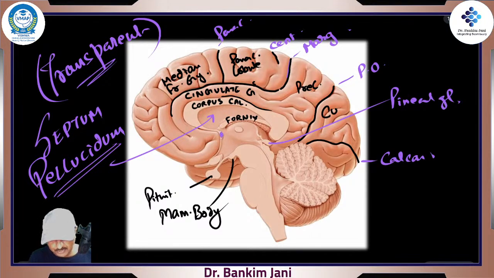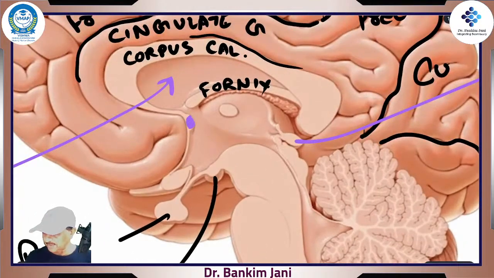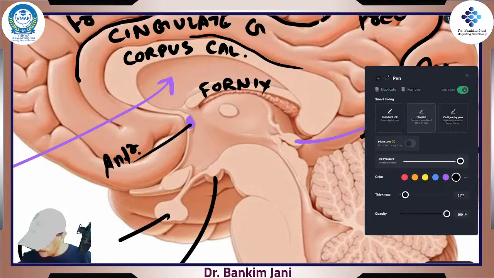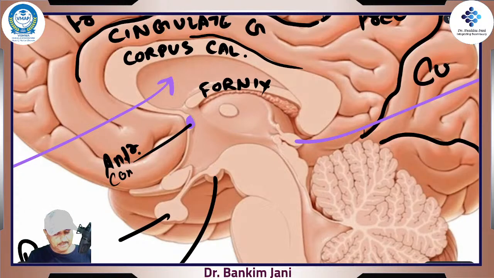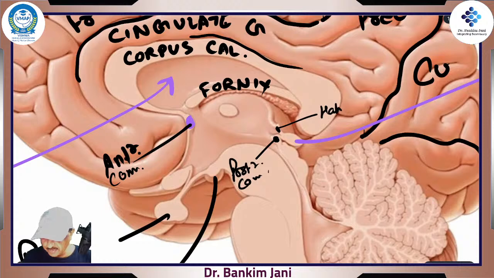So this portion, right? Let's zoom it so that there is no doubt. This one would be the anterior commissure, right? Then this one would be the posterior commissure, and that's the pineal gland. We talked about it. And this one is the habenular, right? That one would be the habenular commissure.